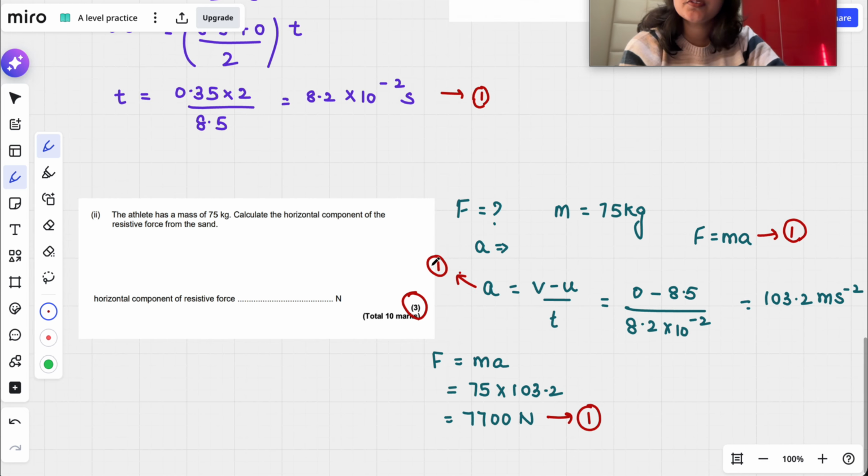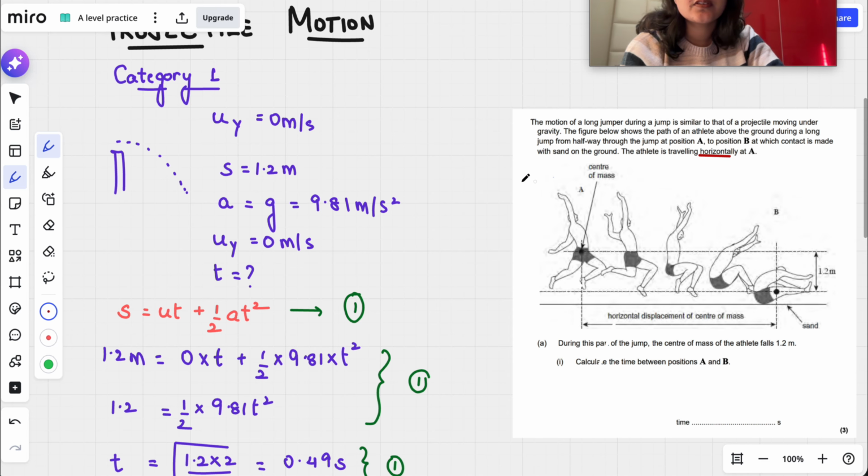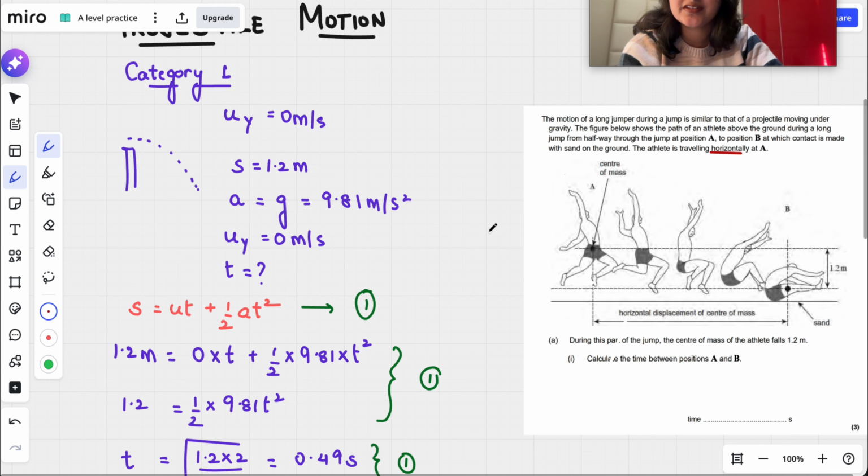So this was the question on projectile motion. It was basically based on horizontal projectile. I hope you understood it. Thank you.